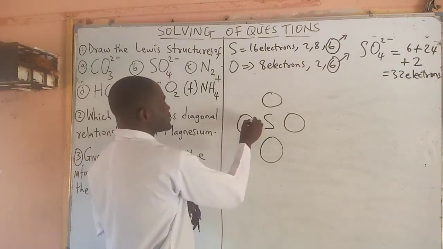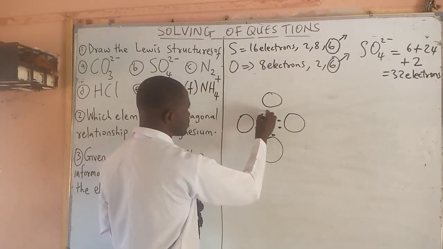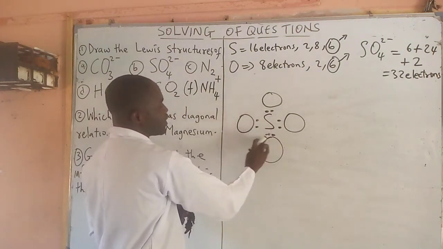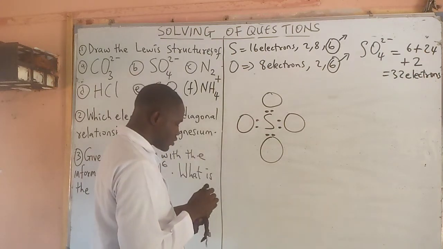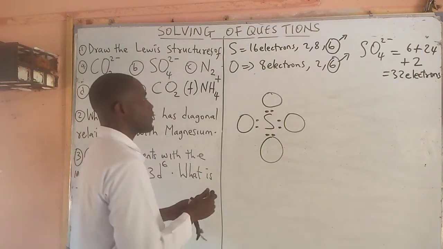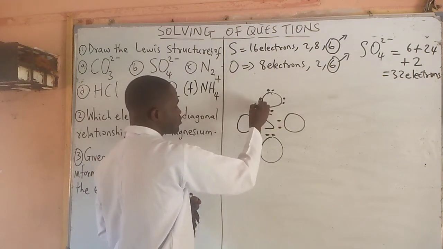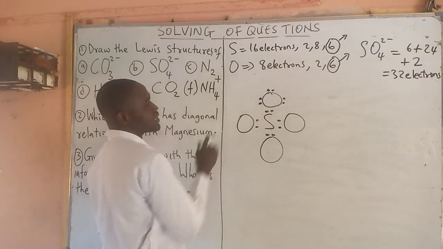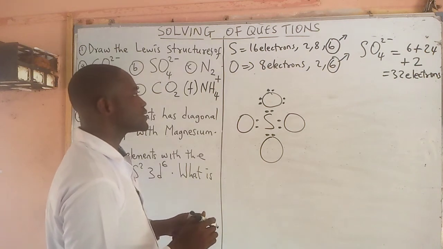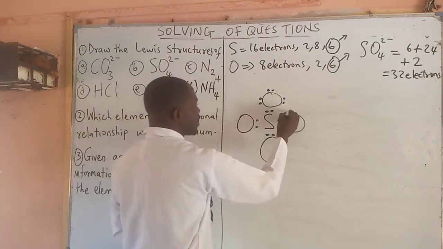Then, assign a pair of electrons in between the bonded atoms. We have assigned a pair of electrons. After assigning a pair of electrons, the sulfur now has 8 electrons. 32 minus 8 gives us 24. Assign 6 electrons here to make oxygen attain octet structure. Oxygen has attained its octet structure: 1, 2, 3, 4, 5, 6, 7, 8. So 24 minus 6 gives us 18. Assign another 6 here.